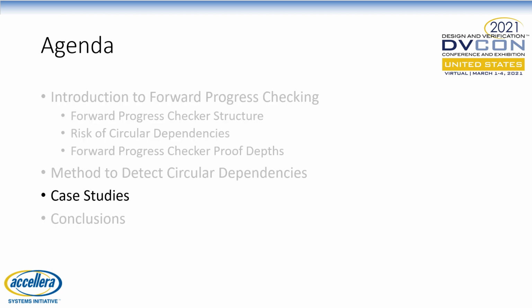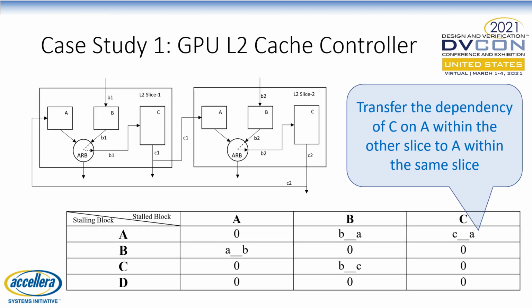Now let's look at a couple of case studies of how we used this method. We applied the method for detecting circular dependencies to the blocks in the GPU L2 cache controller. There are 2 slices of the design, which contain blocks A, B, and C. Each of the blocks has a FIFO at their input interface. A request from block B may require a path to block C in the same L2 slice. A request from block C may require a path to block A of the neighboring L2 slice.